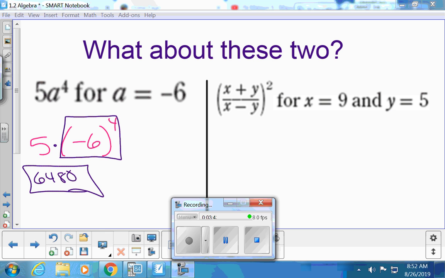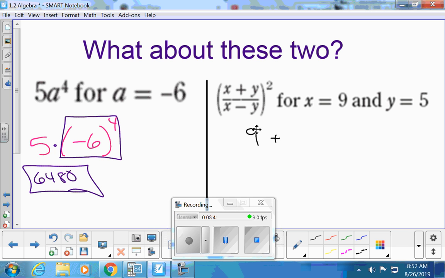We're back. It looks like we have a really big problem on this one, but we'll try it together. We're going to put a 9 in for x and a 5 in for y. So you have two things going on here. 9 in for x, 5 in for y. Now, what do you think we should do first? That's what I always like to say. What has to happen first here?